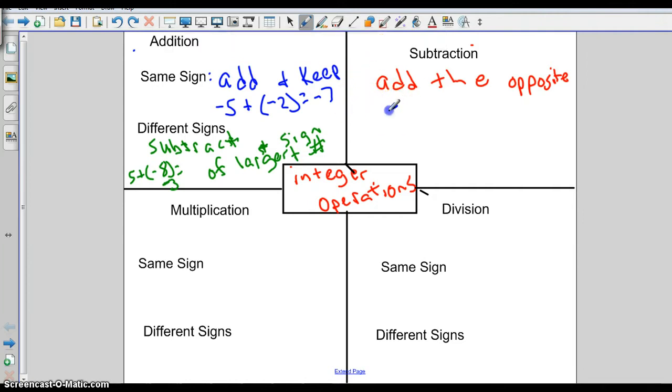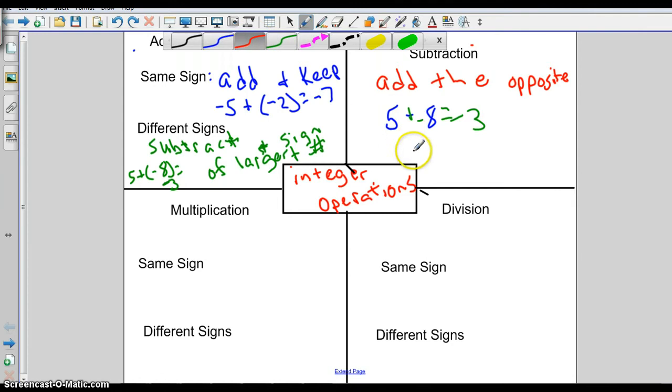So let's say you have 5 minus 8. The way that you would do that is you would change this to addition. And what's the opposite of 8? Well, negative 8. So 5 plus negative 8 would be, well, we've already done that one, it would be negative 3. Let's do one more example for subtraction. Let's do negative 3 minus negative 2.